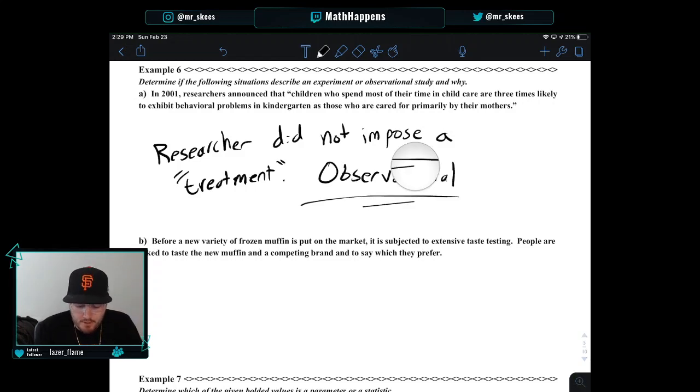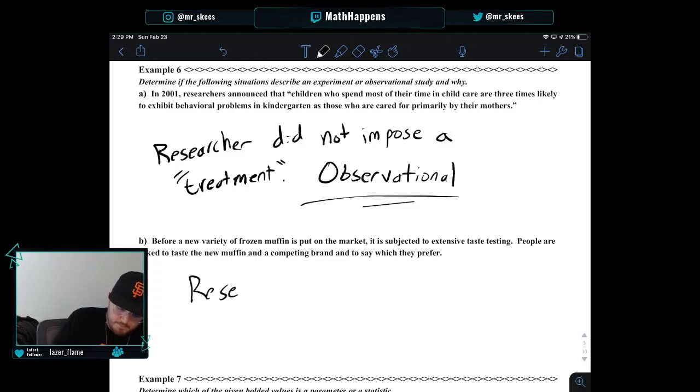Before a new variety of frozen muffin is put on the market, it is subjected to extensive taste testing. People are asked to taste the new muffin and a competing brand and to say which they prefer. Those are treatments. It's not like we just asked people casually to come in and go, which do you prefer? And we didn't even give them the muffin, and someone like, well, I've never even had the muffin, right? It was, okay, you are given the muffin, you were given the competing brand, right? Which, we're offering, that's a treatment.